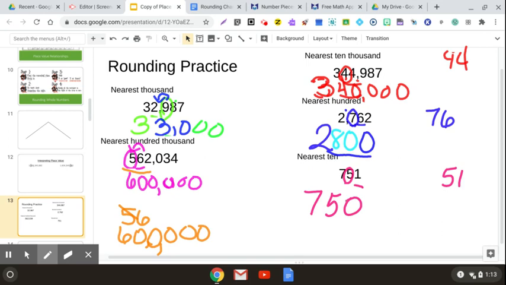The rounding rule. Can you say it with me? Do you remember the rounding rule? 4 or less, let it rest. That means the number you circled stays the same. 5 or more, raise the score. Add 1 to the number that you circled. Okay?